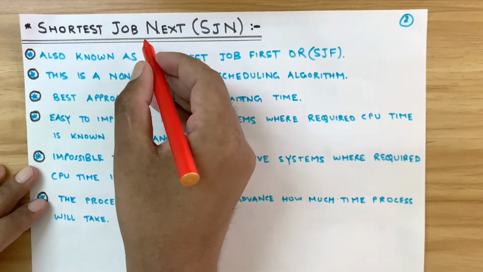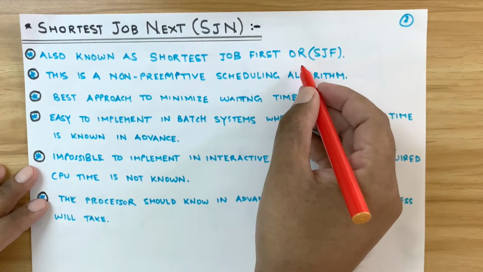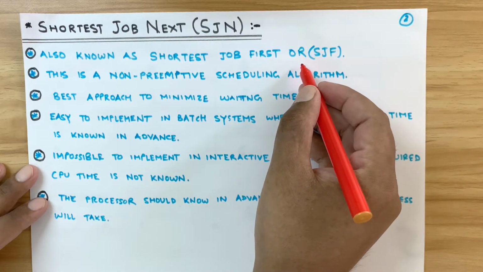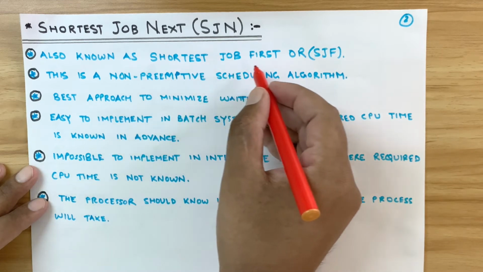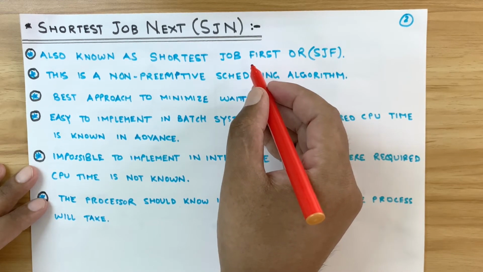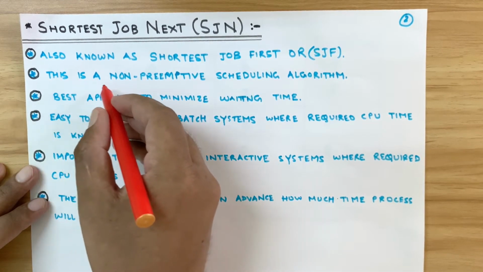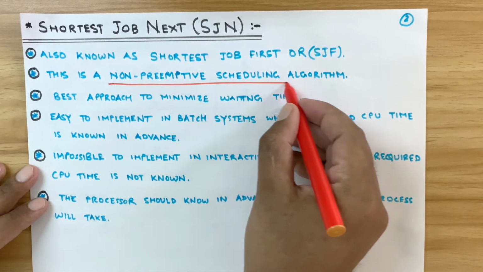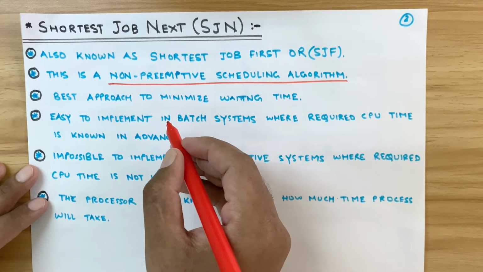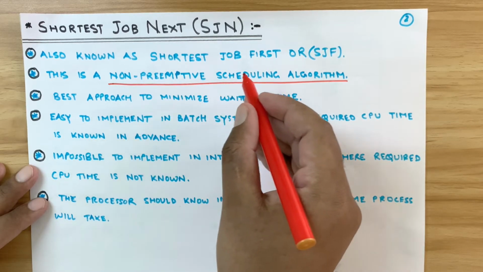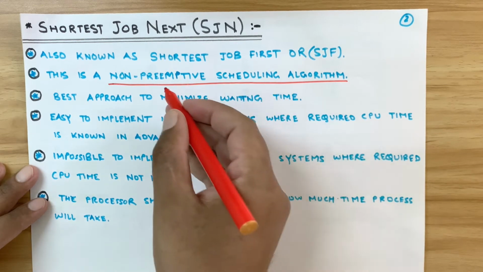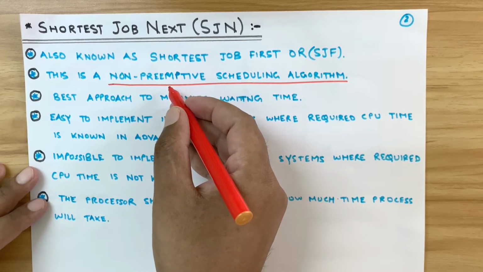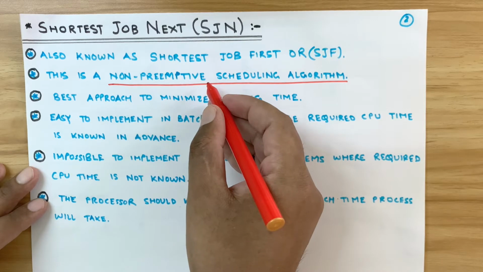Now what is shortest job next or shortest job first? It is a scheduling algorithm in operating system. We were looking at all the scheduling algorithms in the operating system series. So this is one of the scheduling algorithms by which the processes are scheduled in the processor to be executed. This is a non-preemptive scheduling algorithm. What do we mean by non-preemptive scheduling algorithm? Once a process has been assigned to the processor, it cannot be swapped out or preempted by another high priority process unless it executes completely.